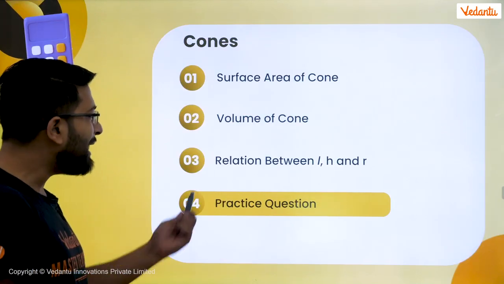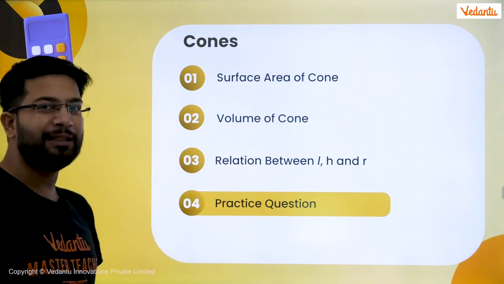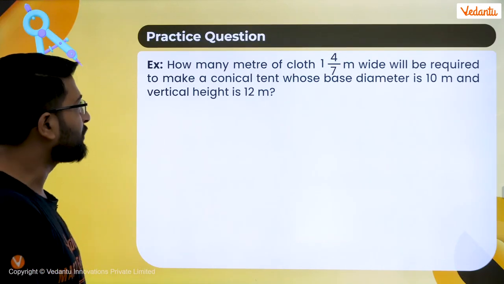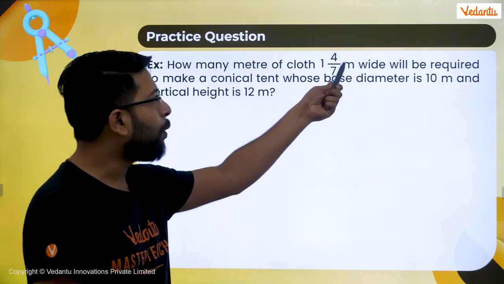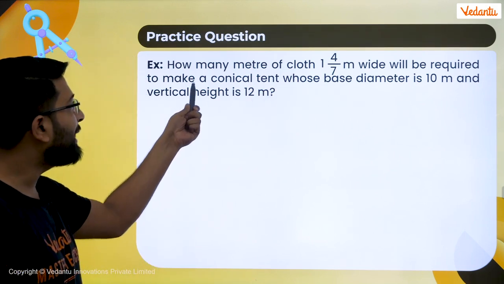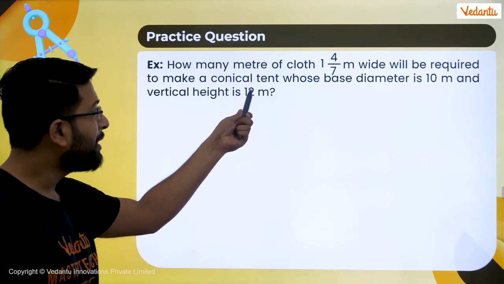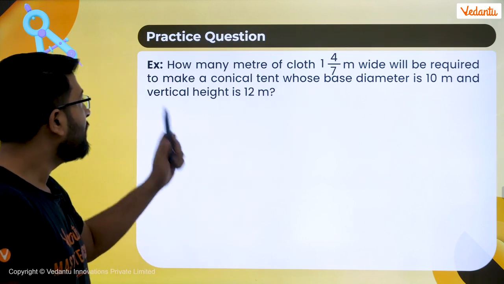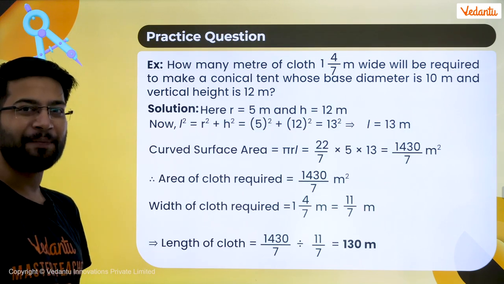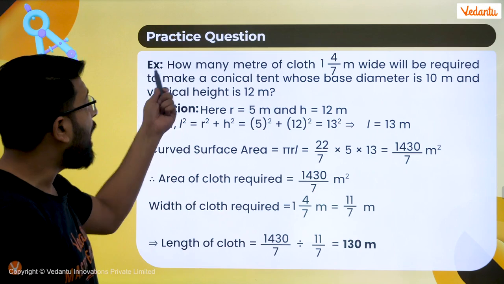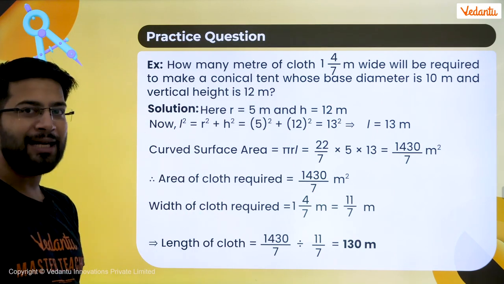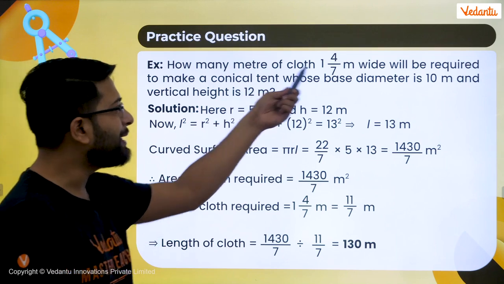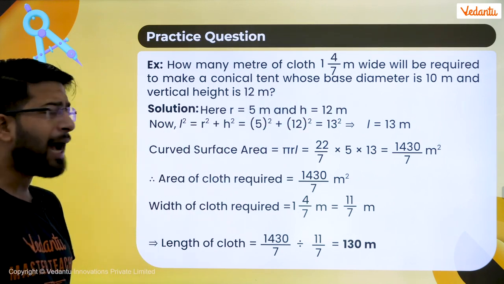So now, champ, let's solve some questions based on these concepts. Look at the first one. How many meters of cloth of given width will be required to make a conical tent whose base diameter is given and vertical height is given? What they're saying is how many meters of this cloth will be required to make a conical tent of a specific diameter and specific height.